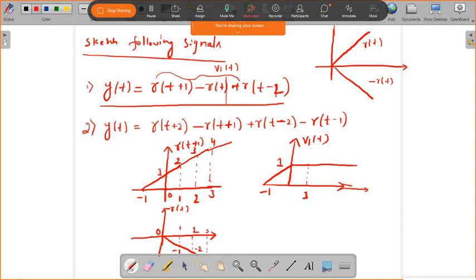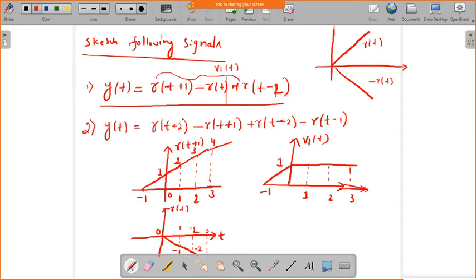Since both are going to infinite value of t, the signal will be given like this. Now at 2 and at 3 it will be having the amplitude values like this. So now we get the intermediate signal, the addition of these two signals. Now we need to add r of t minus 2 also. So now what is r of t minus 2? R of t minus 2 will start from 2.